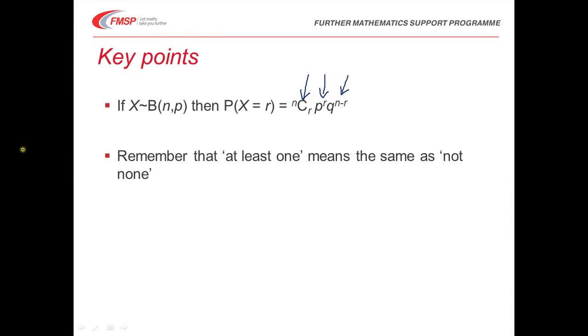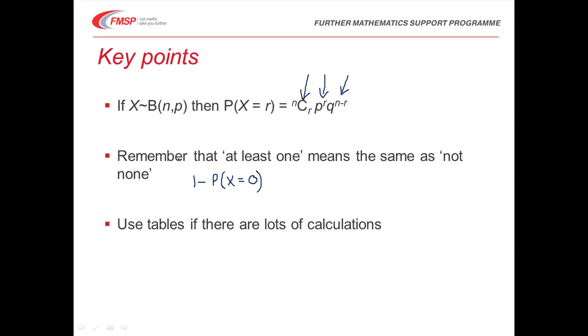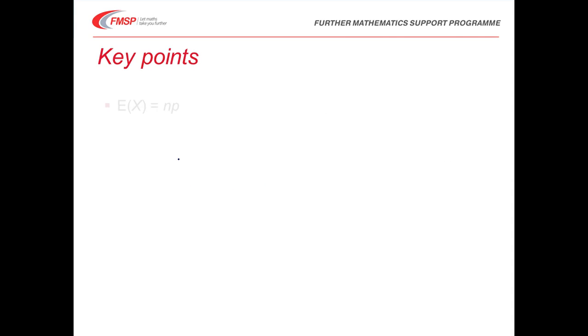Importantly, remember that at least 1 is the same as not none, and it's usually much quicker to work out 1 minus the probability that x equals 0 than to work out the probability of 1, 2, 3, 4, 5 and so on. And do remember to make use of the tables if there are lots of calculations. You are expected to do that. You're not expected to do all the calculations by hand. And then finally, the 2 results that you need to memorise: the expected value of x is np, and the variance of x is npq.